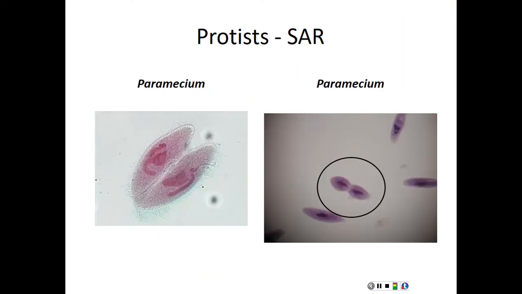Okay, so let's talk about the A in supergroup SAR. These are the alveolates. These alveolates are named for the presence of alveoli, which are sac-like vesicles found beneath the plasma membrane of its members. There were three main phyla within the alveolates that we looked at, starting with phylum Ciliophora.